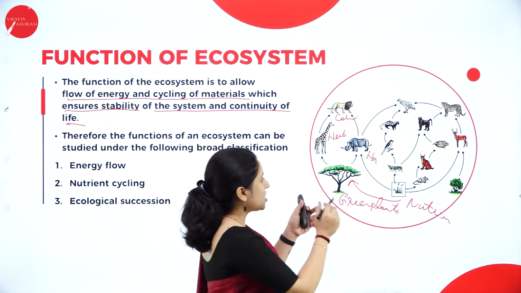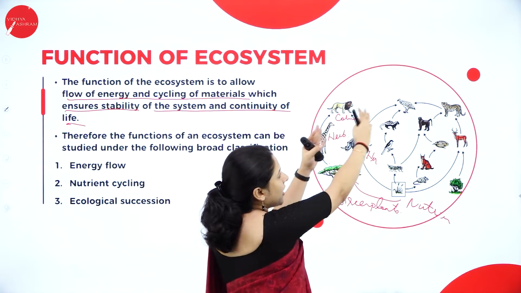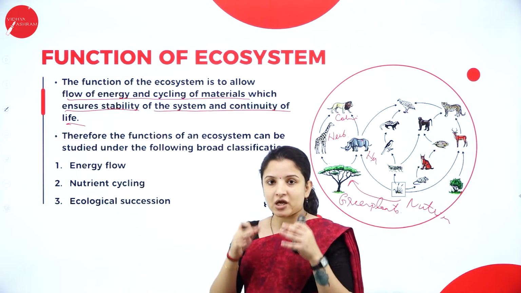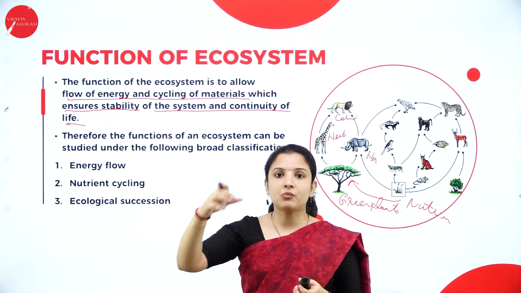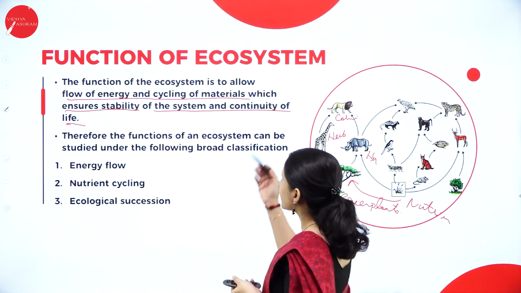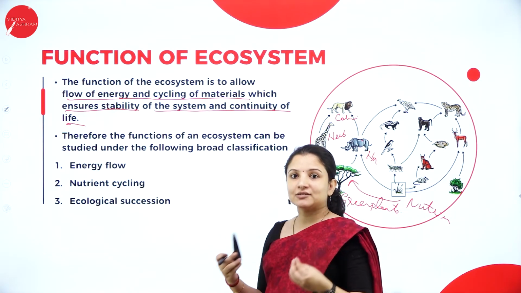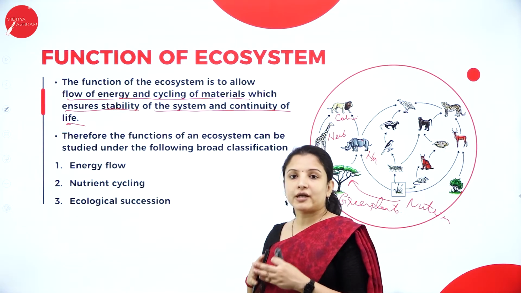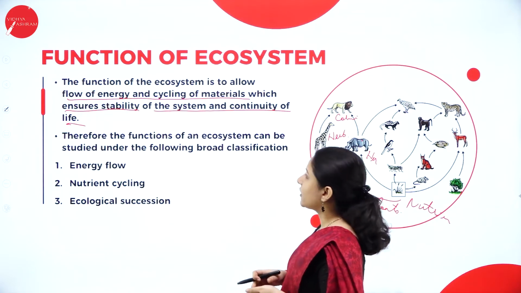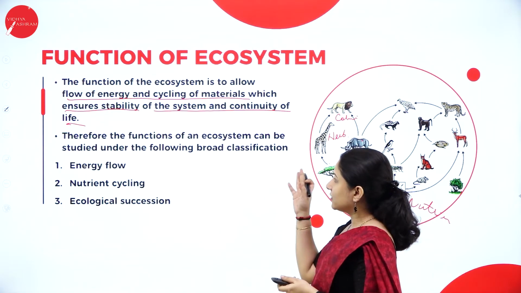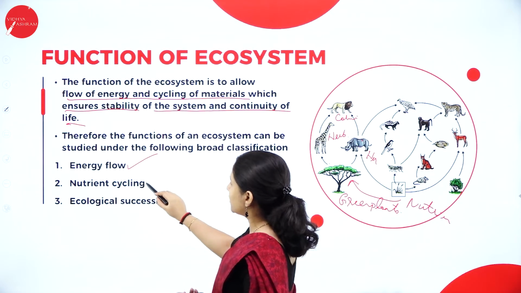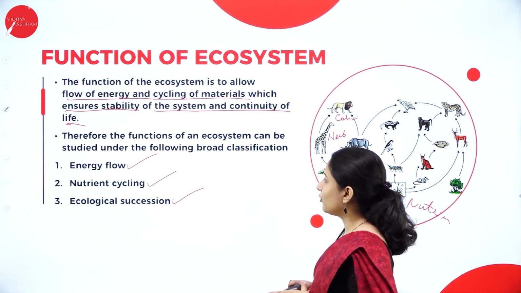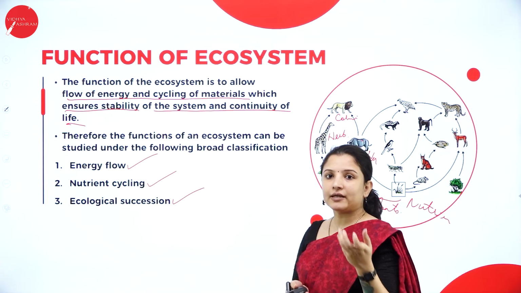So therefore energy is flowing from one organism to another organism. So this is the main function of the environment, to make sure that the energy is properly flowing from one organism to another organism, and also the nutrients are cycling properly, so that the stability of the environment or the ecosystem can be maintained. So therefore the function of an ecosystem can be studied under the following broad classifications: energy flow, nutrient cycling, and ecological succession.